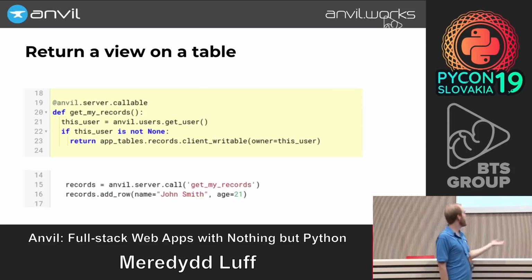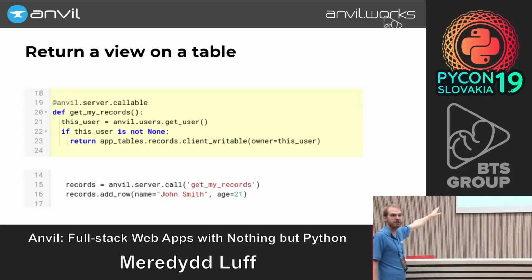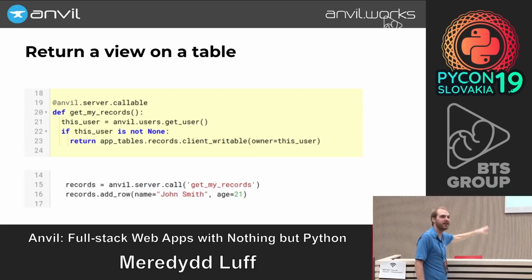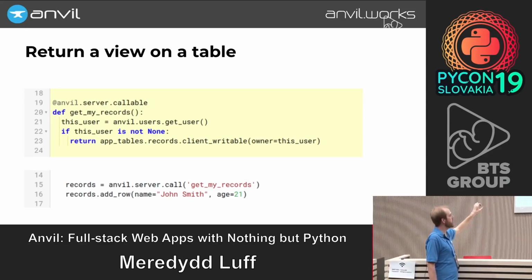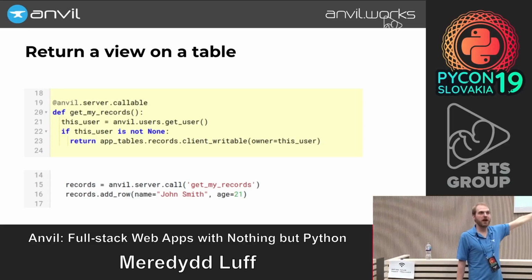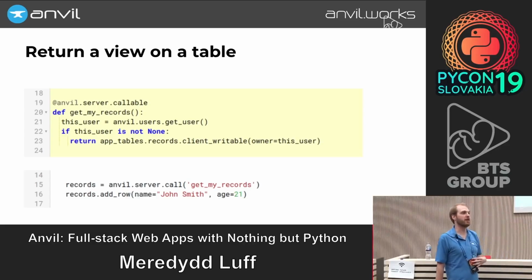And what that returns is something we can use like a data table, right? We can get this records object out, we can add rows, we can search it, we can delete things, but we can only add rows with that value in the owner column, and we can only search rows with that value in the owner column.